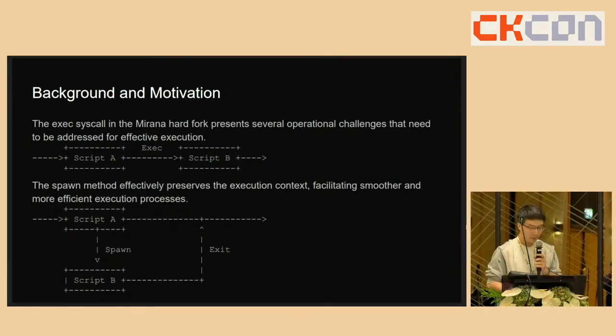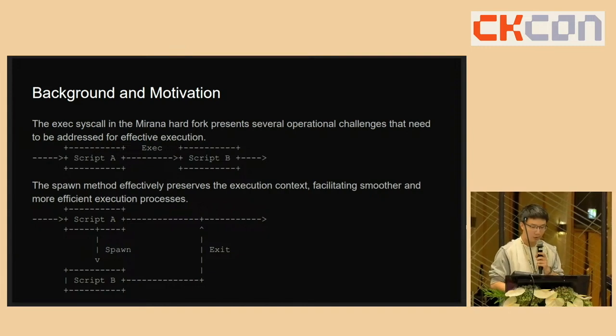In CKB script, Spawn refers to a concept and a set of syscalls used for creating new processes. Unlike the execute syscall, which was introduced during the Mirana hard fork, Spawn provides a more direct way to enable cross-script calls, making the process simpler while offering greater control and optimization.